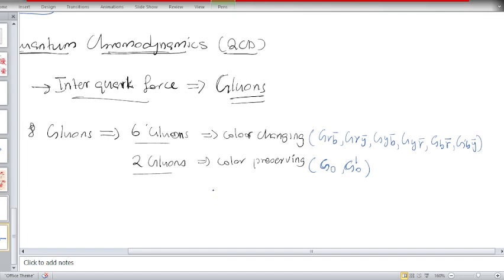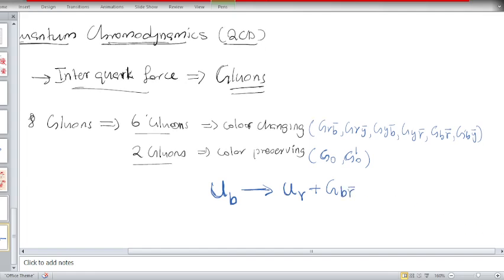For example, consider an up quark with color blue. This is the representation: U for the up quark, and B standing for the color. So UB, the up quark with the color blue, is going to become an up quark with the red color, plus a release of a gluon with BR dash, blue and anti-red color.